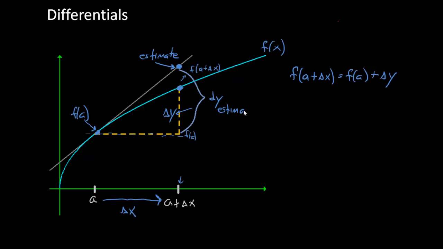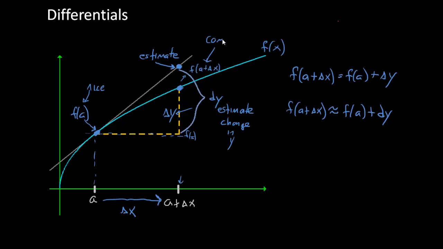So I'll write that estimated change in y. So what we have is, instead of f of a plus delta x equaling this, it's going to be approximately f of a plus, and now it's dy. So back with linearization and with differentials, you need a starting point, which we're going to start at a. And we're supposed to know f of a. It's supposed to be nice.